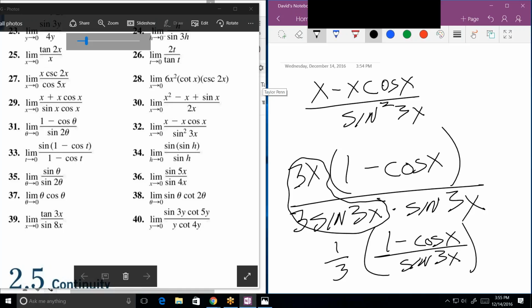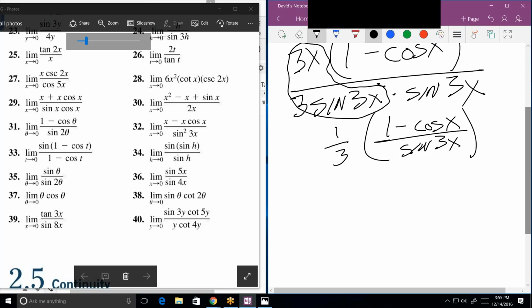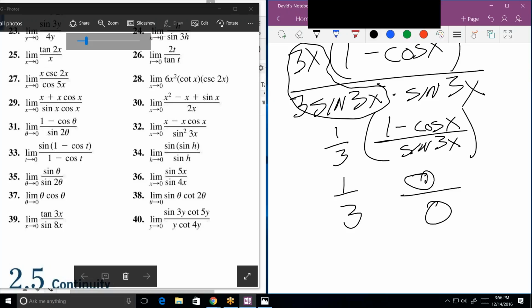So now I've got 1/3 times 2, excuse me, it is 0 over 0. What was I thinking? No solution yet. I was thinking that it wasn't 0 over 0 anymore, but it is.